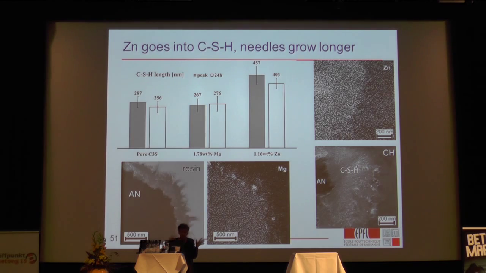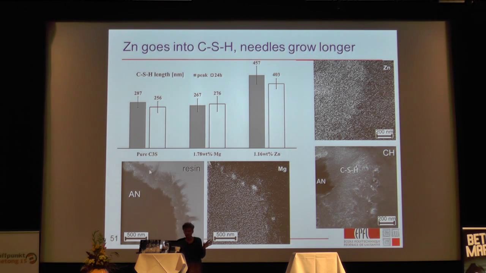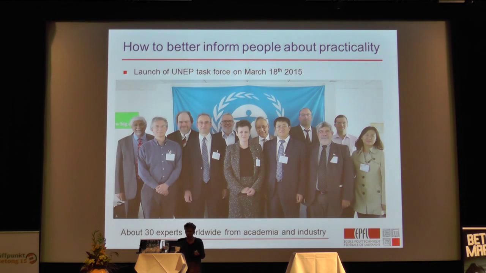And we could actually relate this to the way the CSH was growing. These are TEM pictures of my student, and here's the CSH, which is formed in the first day. And what happens with zinc is you seem to be able to grow that CSH more, and you can actually see that the zinc is incorporated in the CSH. So there are other lines of research which we need to follow up. This will take time, but we're starting to work on this.